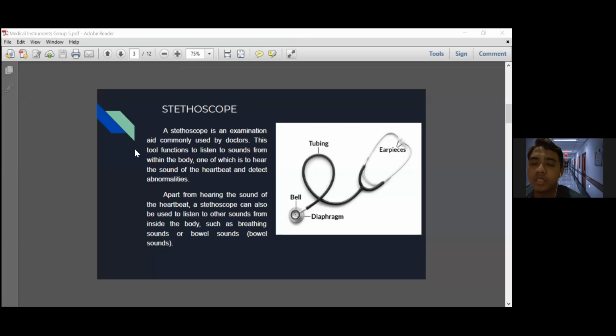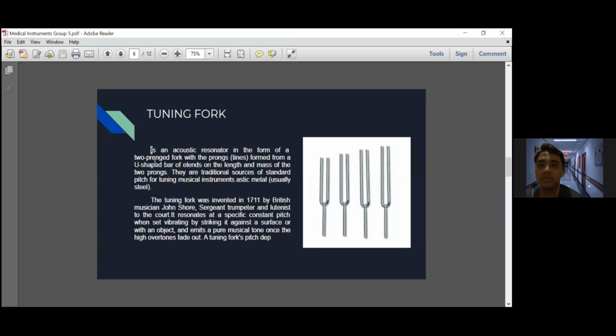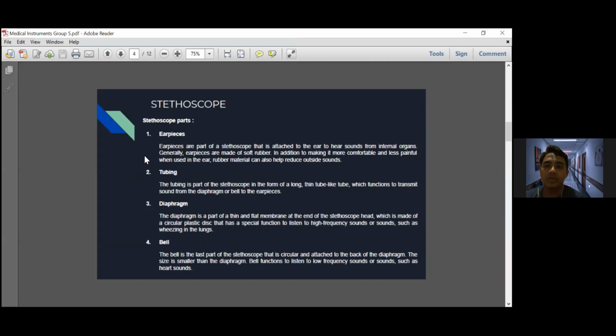Next, stethoscope parts. One, earpiece. Earpieces are parts of a stethoscope that are attached to the ear to hear sound from internal organs. Generally, earpieces are made of soft rubber. In addition to making it more comfortable and less painful when used in the ear, rubber material can also help reduce outside sound. Two, tubing.